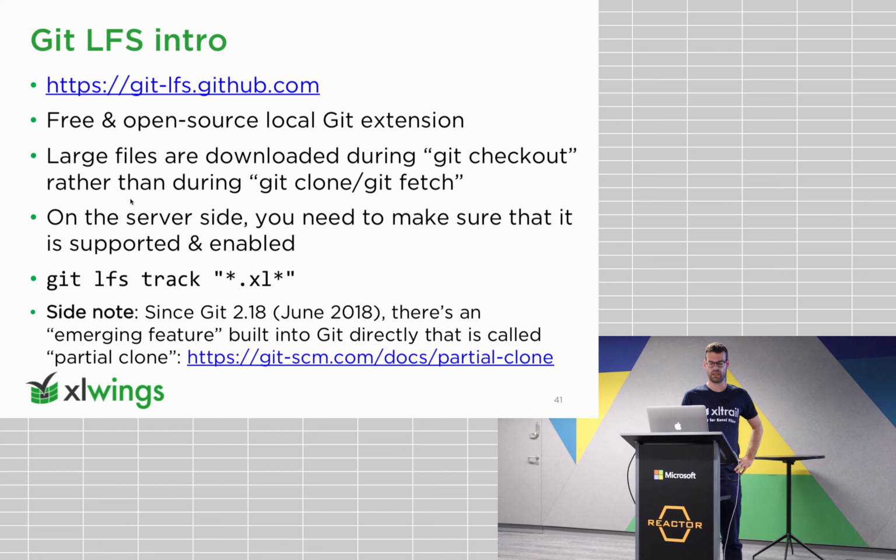But then you do need to actually tell it to track Excel files. So there is this command that you need to do at the beginning to set up a repository to actually use Git LFS for the Excel formats, and that's git lfs track, and then again the wildcard which matches to Excel files.